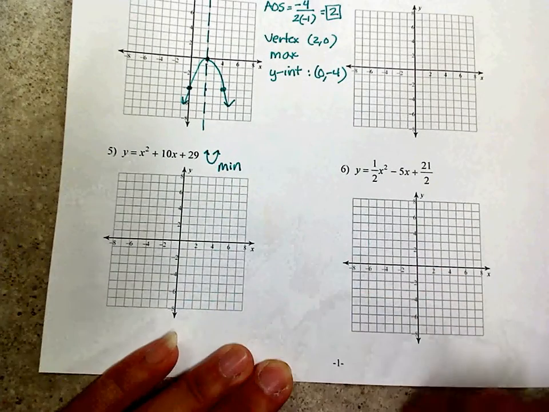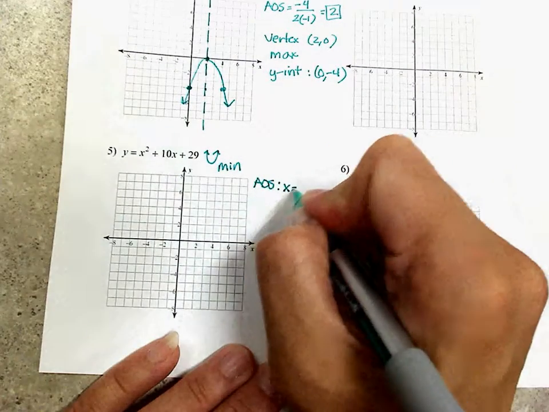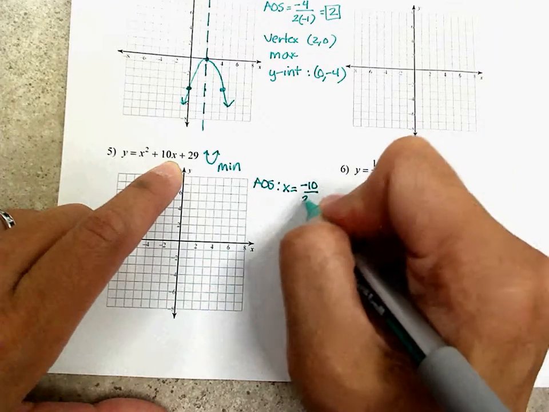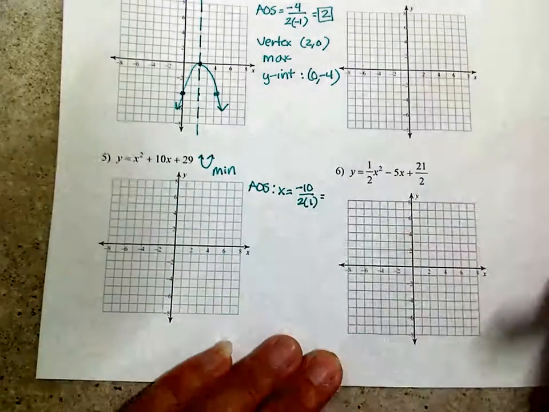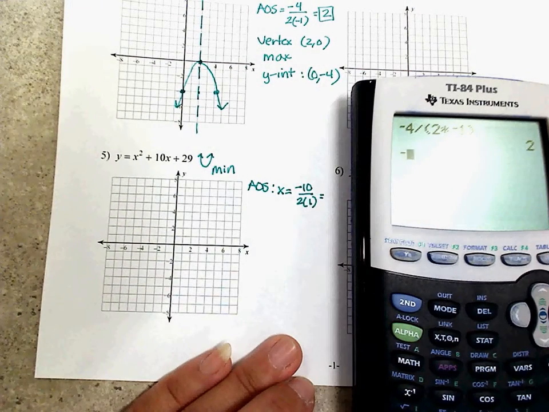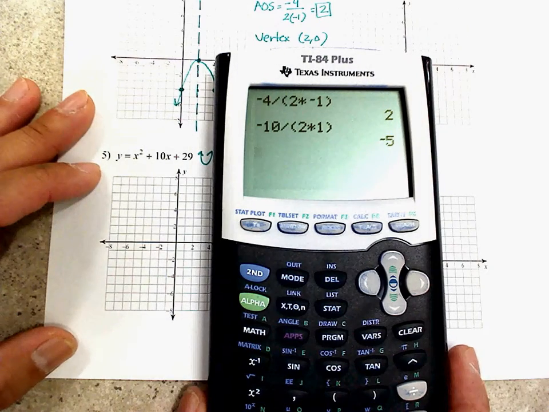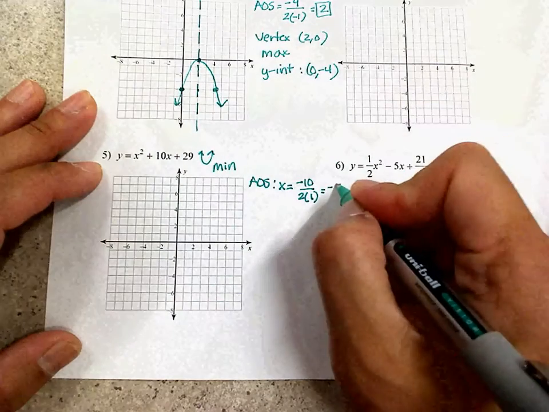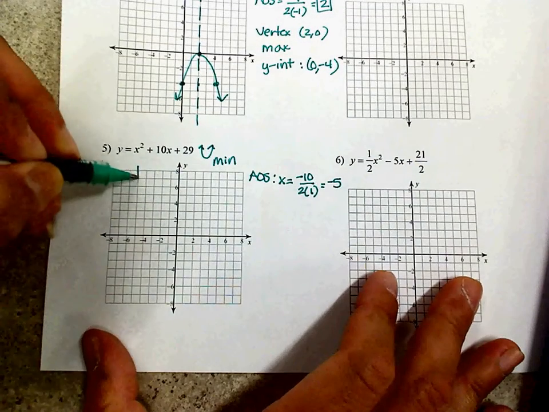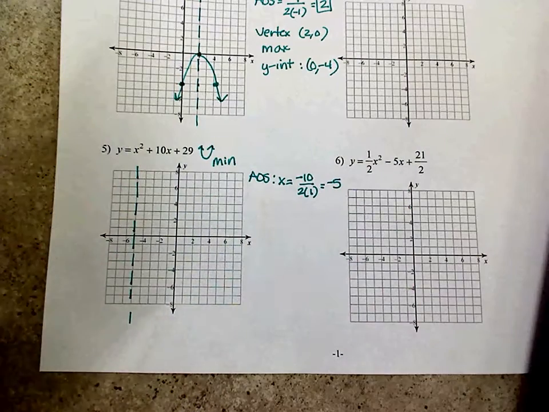Okay. Let's do your axis of symmetry. X equals negative b over 2a. So, negative 10, divided by 2 times 1. That comes out to be negative 5. So go to your negative 5. And there's your axis of symmetry. Okay.